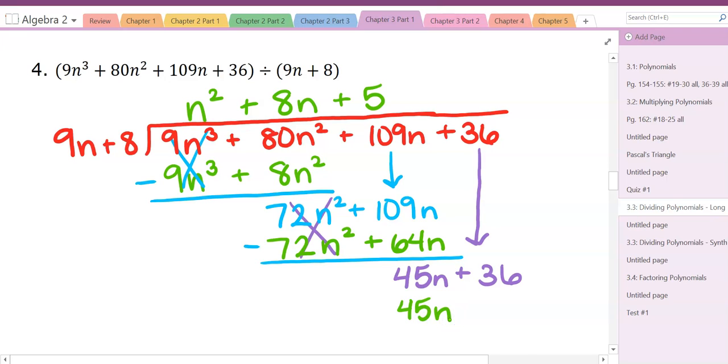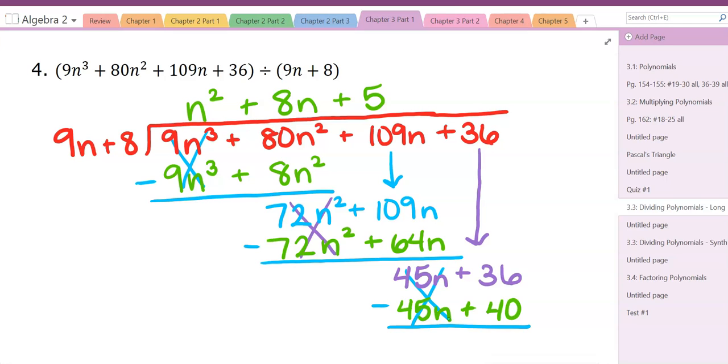And I also have to take 5 times 8, which is 40. Subtract one more time here. 45n minus 45n, those n's are gone. What's 36 minus 40? Positive or negative? So negative 4.